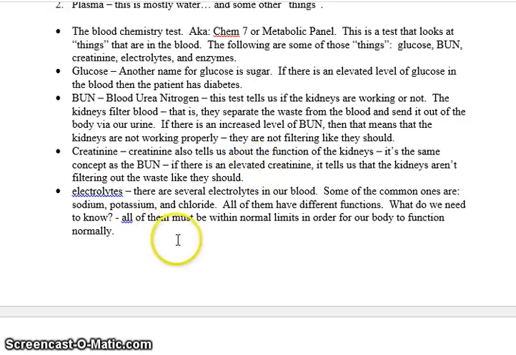And then there are electrolytes. There are several electrolytes in our blood. Some of the common ones are sodium, potassium, and chloride. All of them have different functions. What do we need to know? That all of them must be within normal limits in order for our body to function normally. So they just need to be within normal limits.